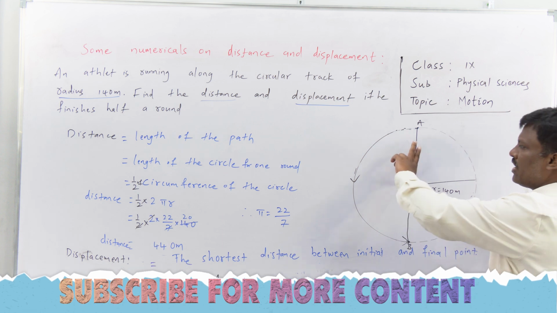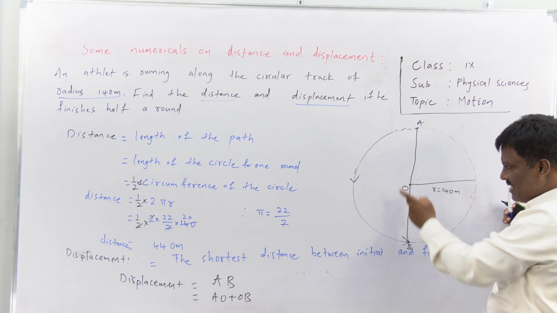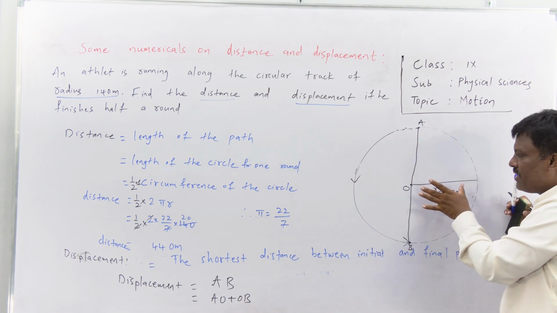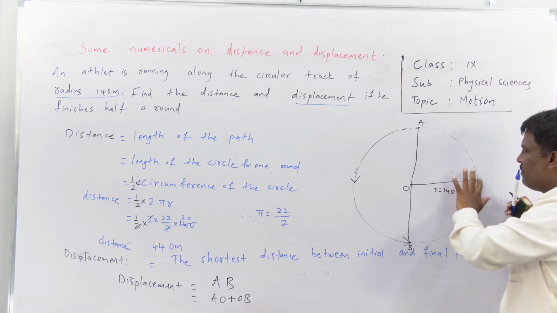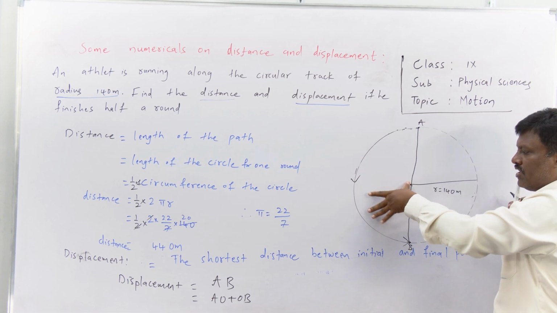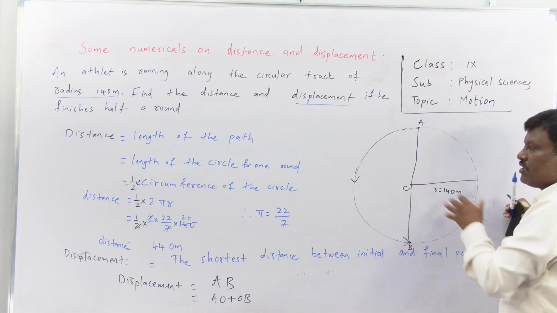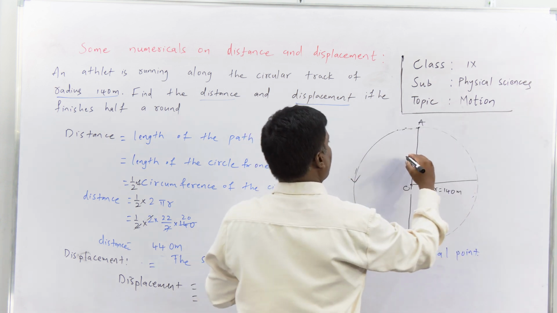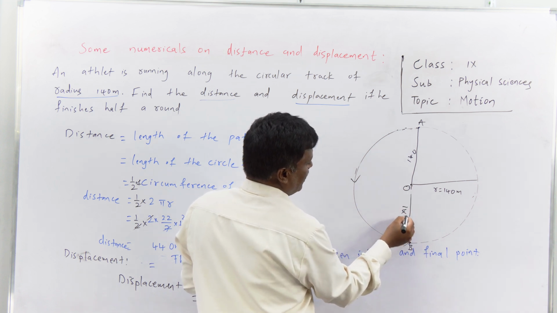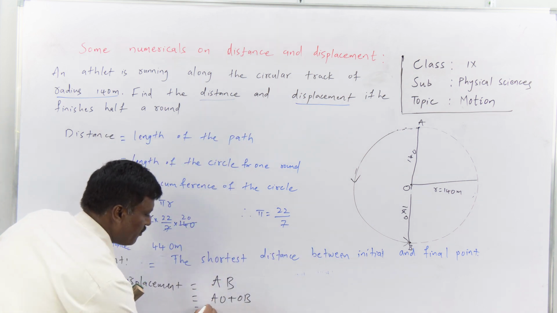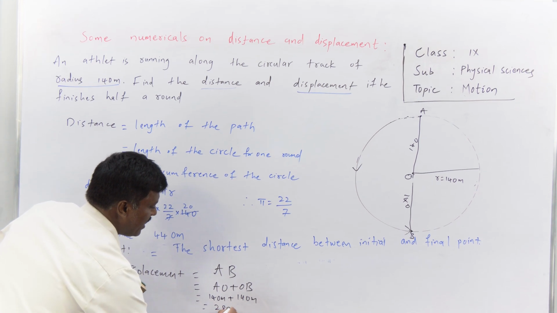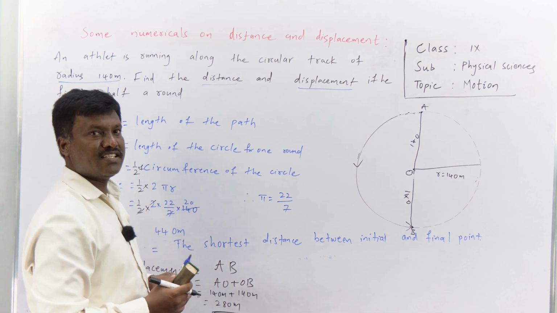So how do you calculate this AO? This is equal to the radius. No, this is the diameter, right? Half of the diameter is called the radius. The radius is the equal distance between the center of the circle and any point on the circle. So if this is 140, then this will also be 140. Everything is 140, right? So what will be the distance between A and O? 140. And O and B also 140. So A to O is 140 meters, O to B is 140 meters, total 280 meters. So this is the displacement.